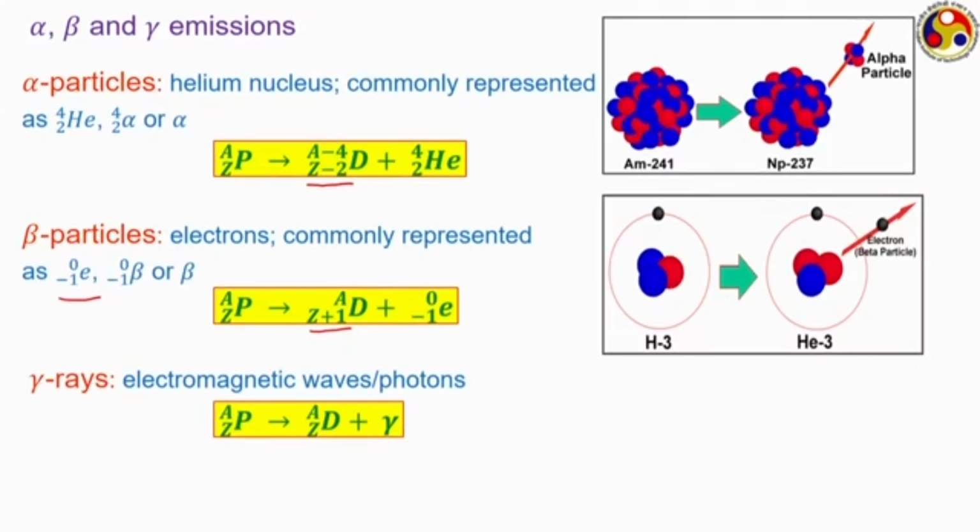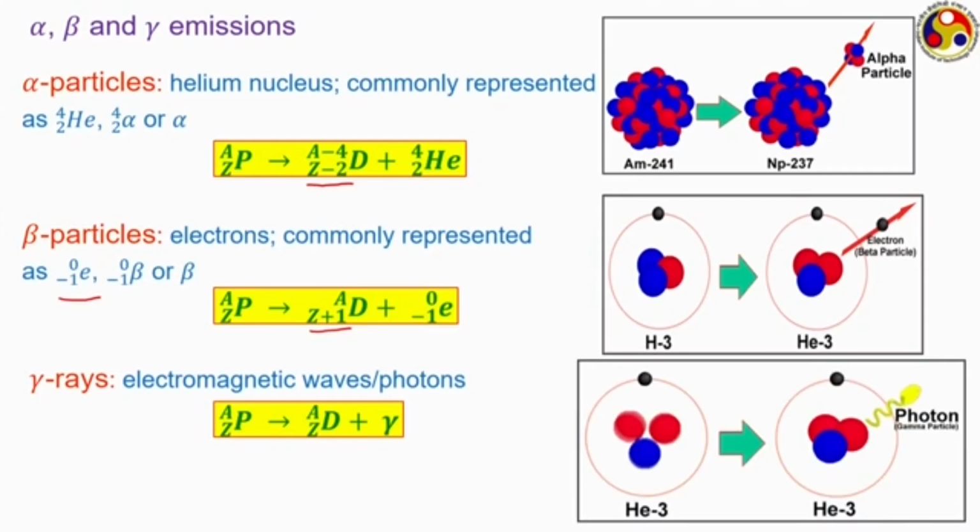It is an example of an isomer, or we can say that the daughter is an isomer of the parent, because it has the same number of protons and neutrons, but its energy level is lower. Gamma rays being electromagnetic waves, this is one example here.